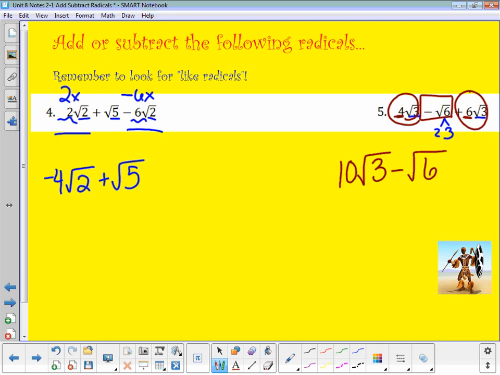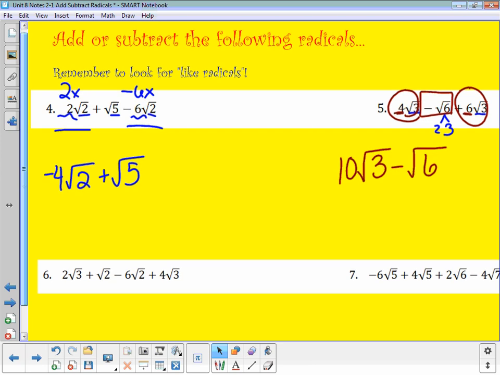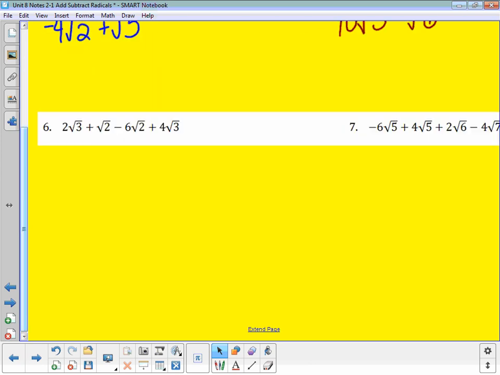Let's take a look at number 6. So for number 6, first and foremost, we have 2 square root of 3, square root of 2, and square root of 2, and square root of 3. Well, I know that the square roots of 3 are going to go together, and that the square roots of 2 are going to go together. Now a lot of students ask me what order we need to add them in, and honestly, it doesn't really matter. Remember, 2 plus 3 is 5. 3 plus 2 is 5. So the order doesn't really matter. Sometimes I like to put my radicals in descending order just so that I can keep track of them all.